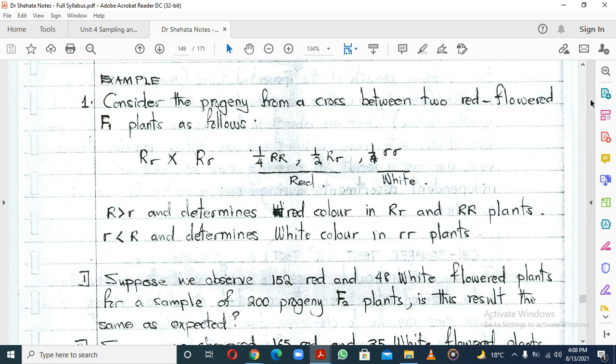So we know that R, that's capital, means that it's dominant, right? So all those genotypes which are going to have capital R, meaning their phenotype is going to be red.